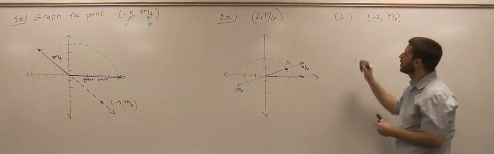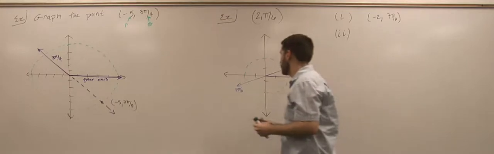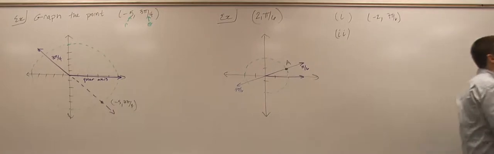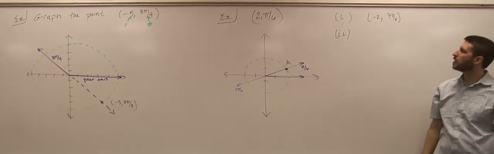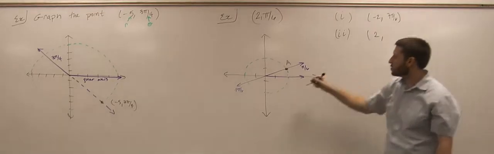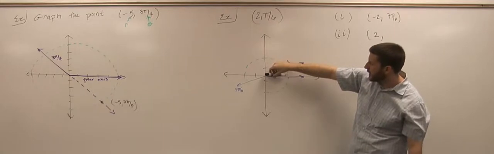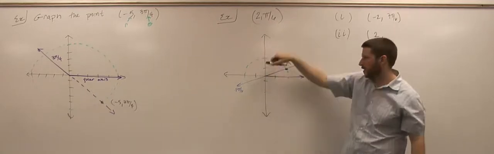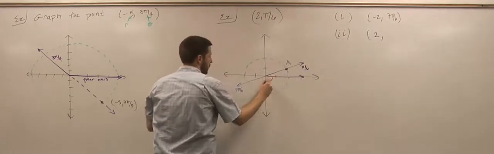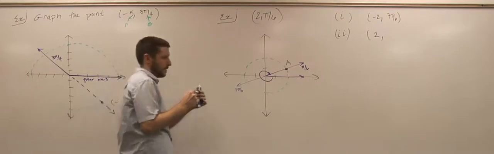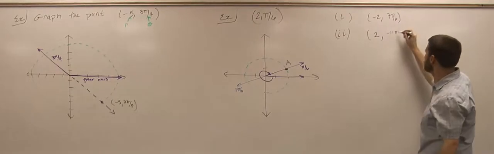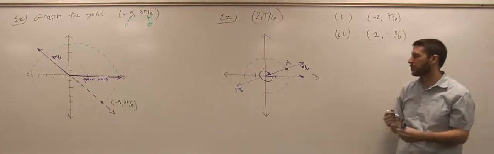What if I want r positive but theta negative? That's the second one. R greater than 0, theta less than 0. So 2 is my radius since r is positive, but the difference for theta being negative means I have to go down first, right? I have to go clockwise. So I have to find this angle here, which is what? Negative 11 pi over 6. Right, it's almost 2 pi. It's almost 12 pi over 6. Negative 12 pi over 6, but not quite.